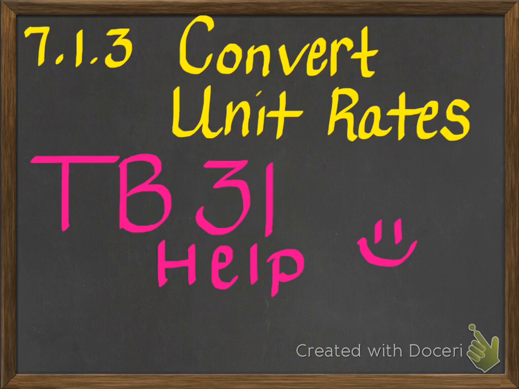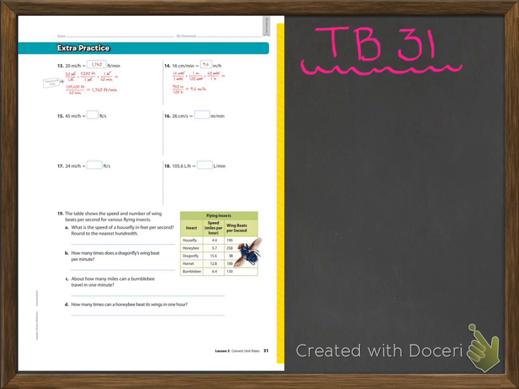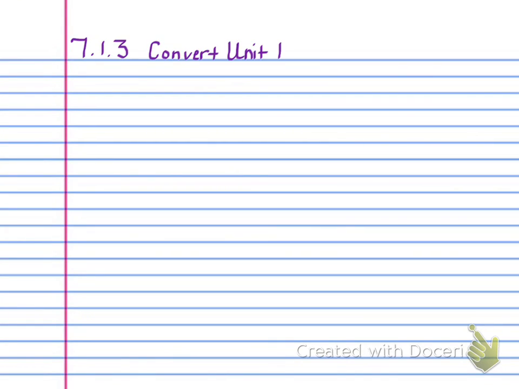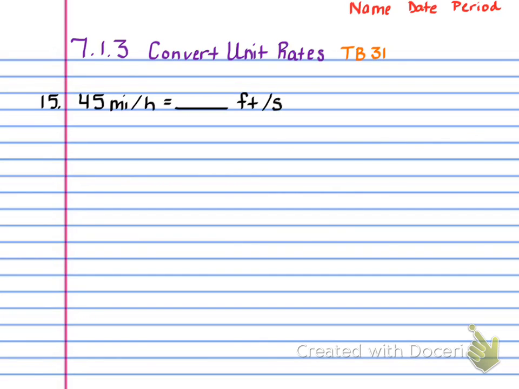All right, so what we're going to do here is on this first page, you'll see textbook page 31. So you should be following along in your textbook with me. And then you're going to head your paper like I've headed it here, 7.1.3 Convert Unit Rates, textbook page 31, your name, date, and period in the top right corner. So then you want to write the original problem. The original problem here is 45 miles per hour equals how many feet per second?